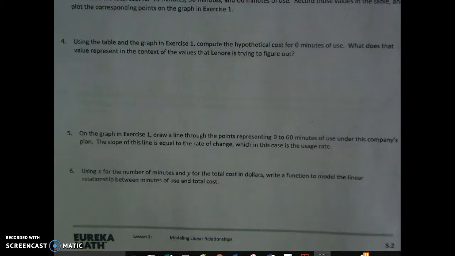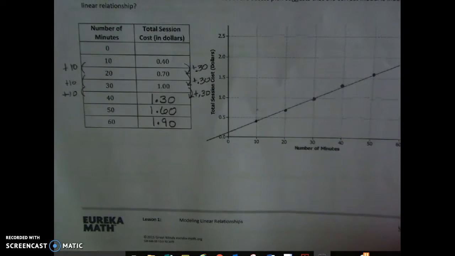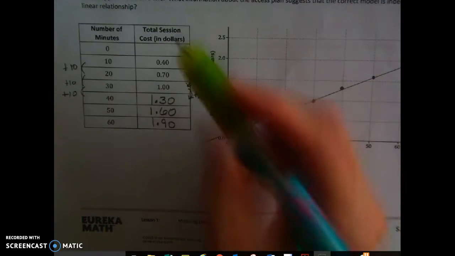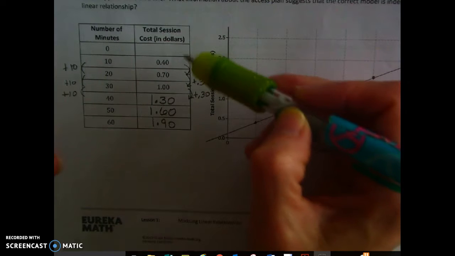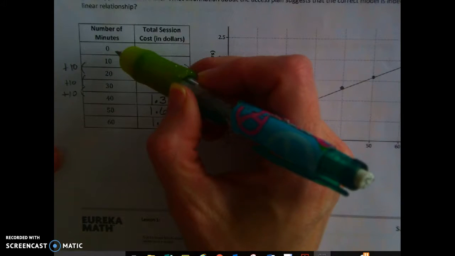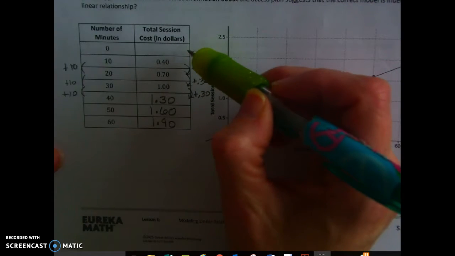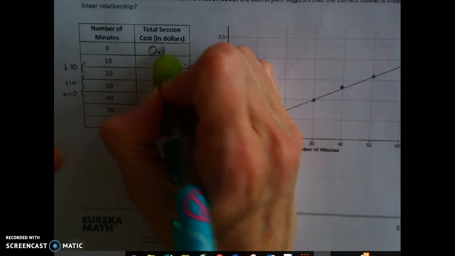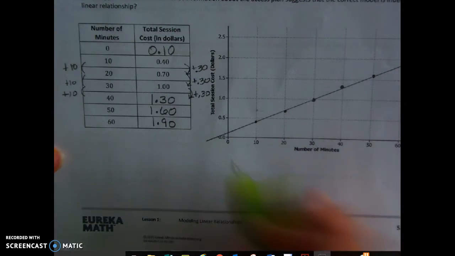All right, so question 4 wants us to find the cost for 0 minutes and interpret what that means. So if we look back to the table again, if we are going down the table, we add 10 minutes on the X and we add 30 cents on the Y. So if we're going up the table, we will be subtracting 10 minutes and we would be subtracting 30 cents, which makes this amount 10 cents. So if we plot that, it would be right here.